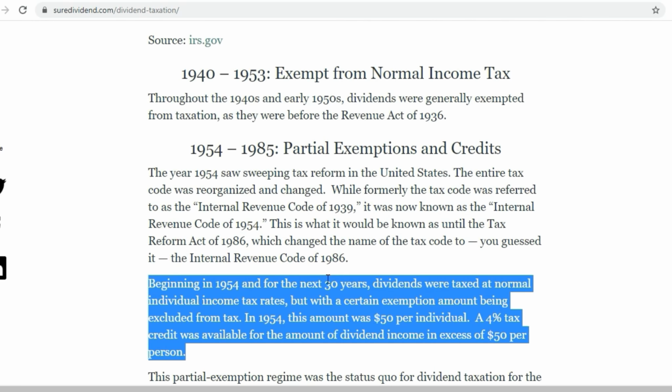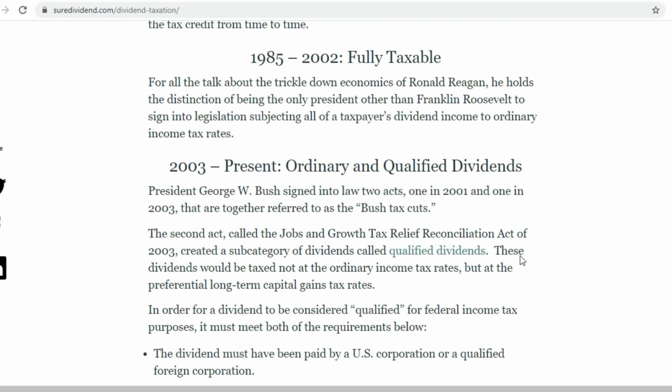As it mentions right here, beginning in 1954 and for the next 30 years, dividends were taxed at normal individual income tax rates, but with a certain exemption amount being excluded. $50 per individual in 1954. A 4% tax credit was available for the amount of dividend income in excess of $50 per person. So it was somewhat discounted, but for the most part, it was still taxable at ordinary income tax rates. This was all the way through 1985. Then from 1985 to 2002, fully taxable.